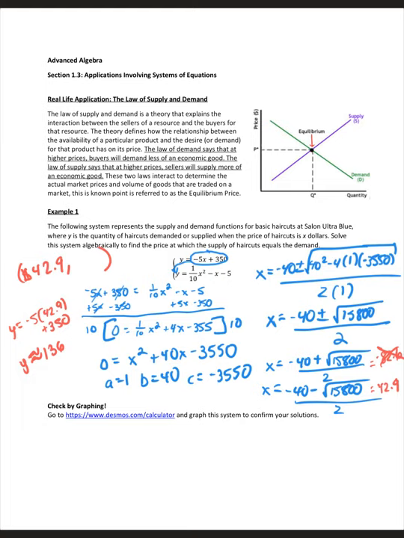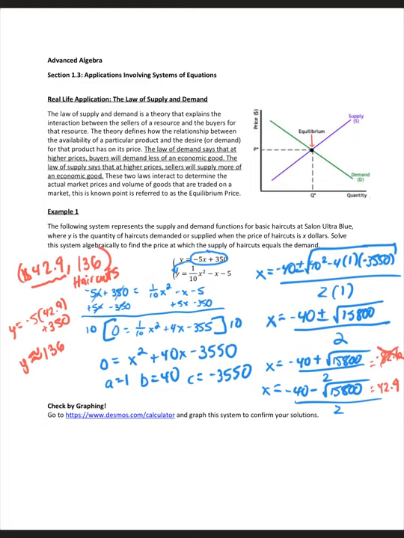We can't have a decimal for a number of haircuts, so we're going to round up or round down based off that decimal place. And in this case, we're going to round to 136. So this tells us that I need 136 haircuts at $42.90 per haircut in order to maximize our profit.